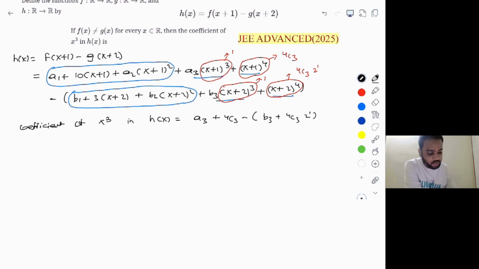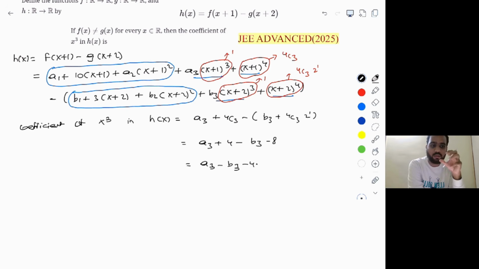Okay, now let's substitute these values of 4c3 here, and finally what we get is a3 plus 4c3, which is 4, we know that, minus b3 minus 4c3, which is again 4. 4 into 2 is 8, so it will be minus 8. Finally, what we get is a3 minus b3 minus 4. So this is the coefficient of x cube in h of x.